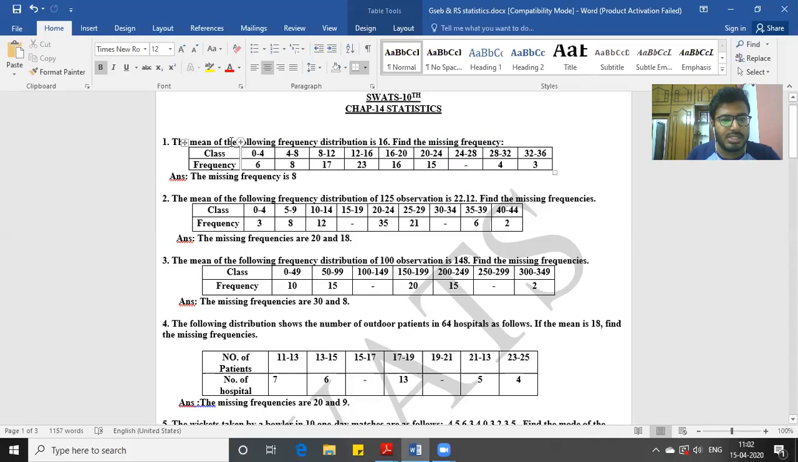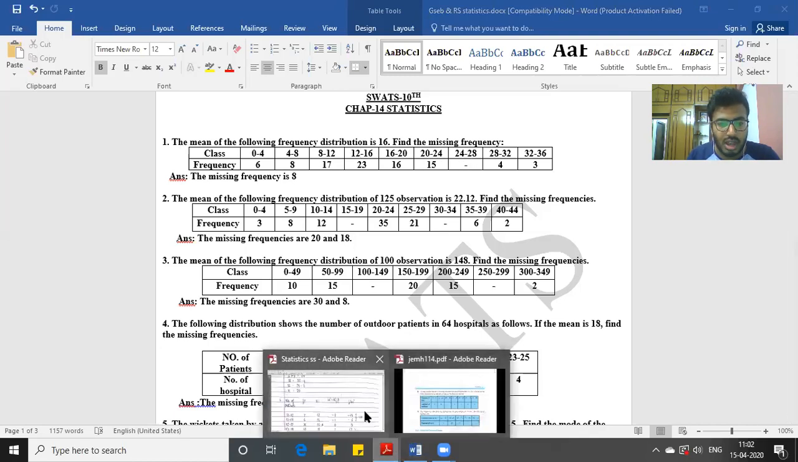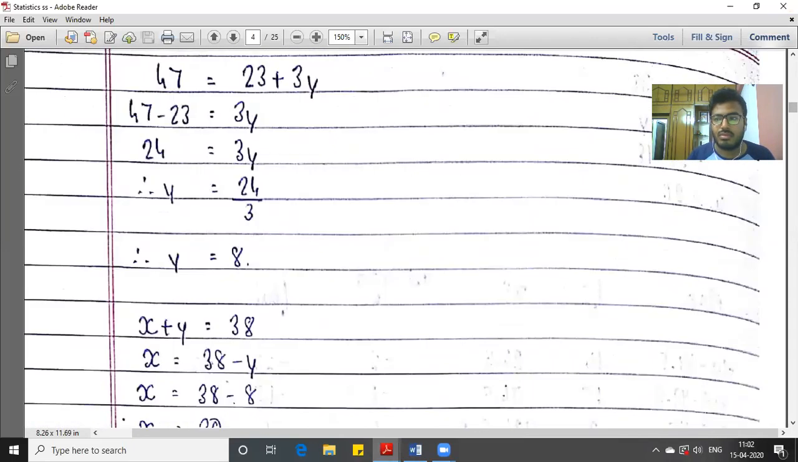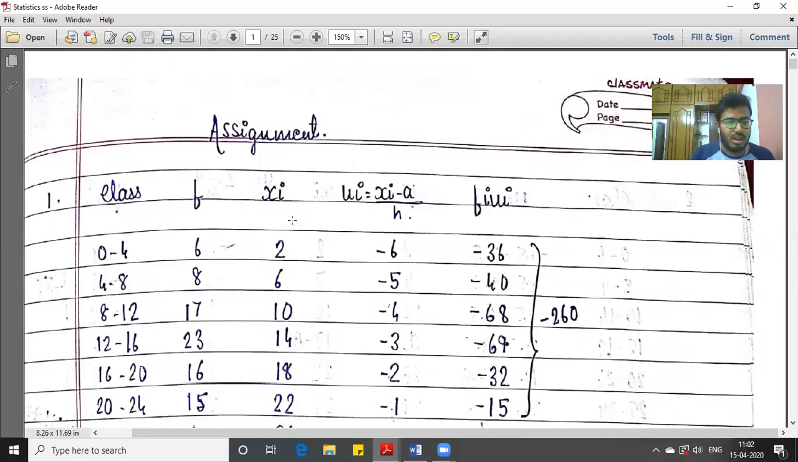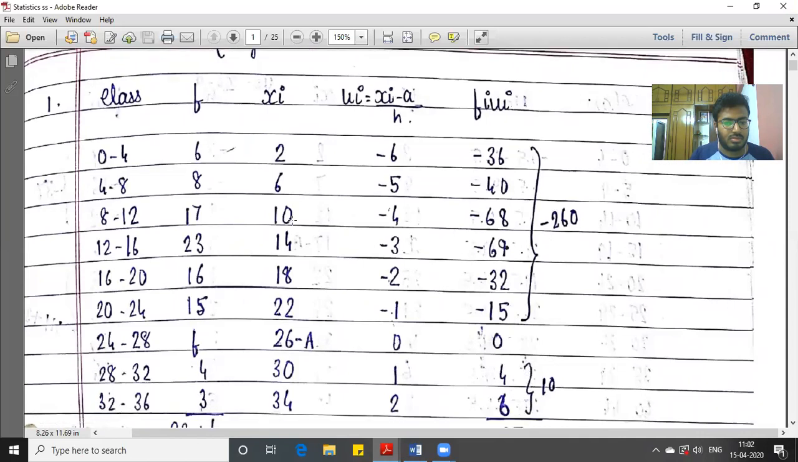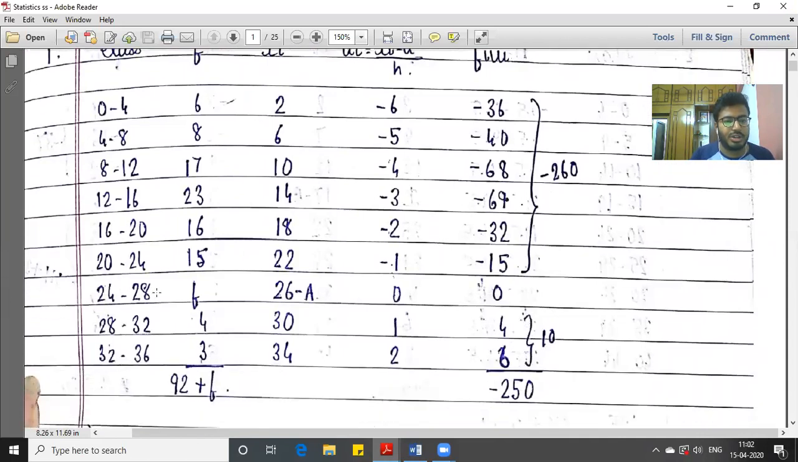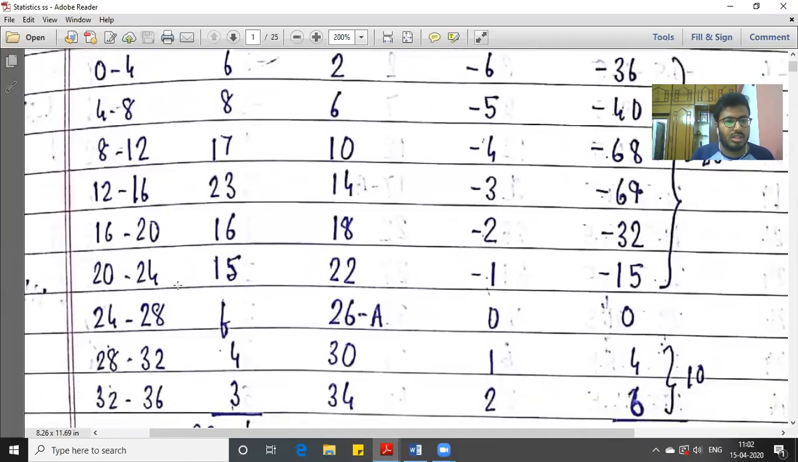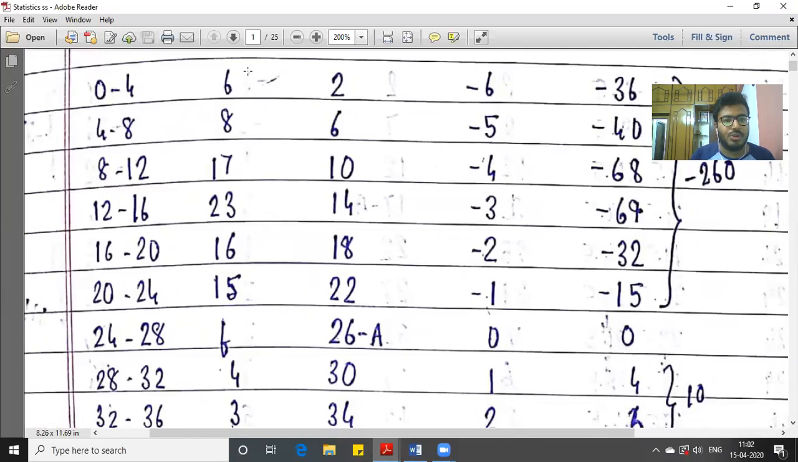Okay, now the first one, see: the mean of the following frequency distribution is 16, find the missing frequency. You have been given the class and you have been given the observation. In this, say 24 to 28, there is one observation that is not given. Okay, we'll find out how it has been done. Look here, 24 to 28, I told you that it has not been given. Now as the question is there, 0 to 4, 6, 4 to 8 and 8, and it's all given as it is.